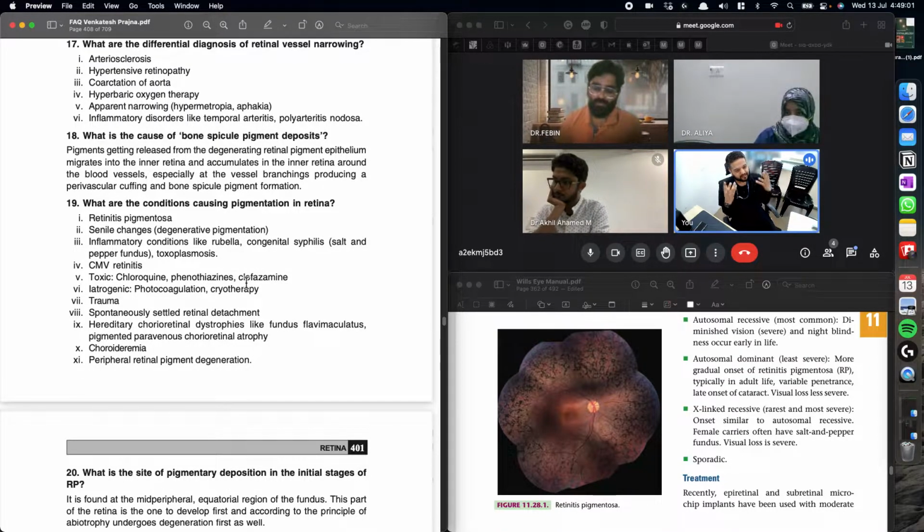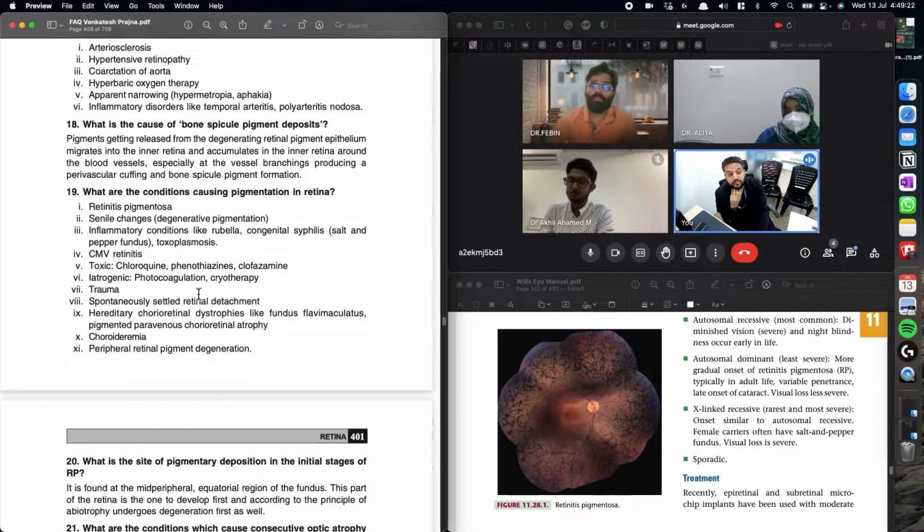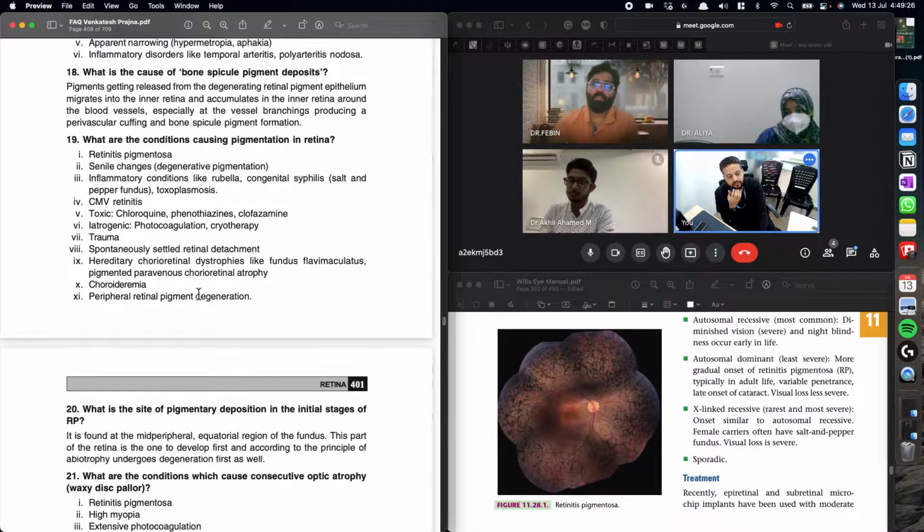But senile pigmentation is diffuse. RP has a typical peripheral pattern. You can say chloroquine, but chloroquine has a bullseye maculopathy to support it, and the patient will be a person who's taking chloroquine. It's not that everybody will have chloroquine toxicity. Some things they might ask you like that. Where else would you see a picture like this? CMV retinitis also has some pigmentation.